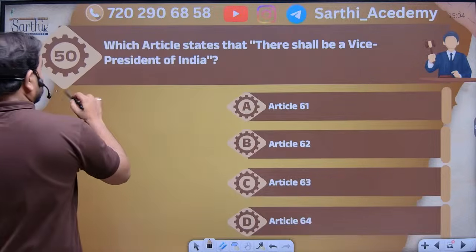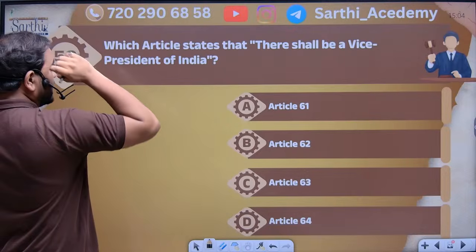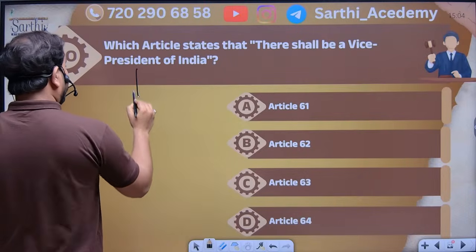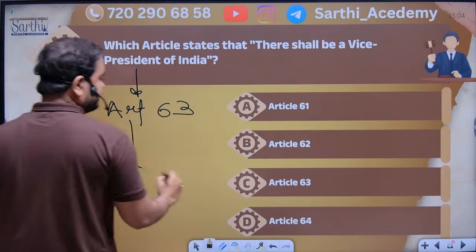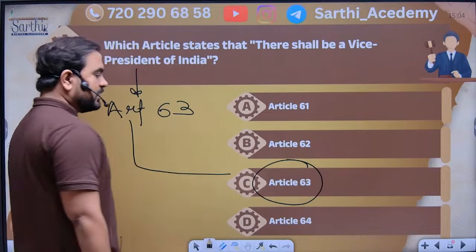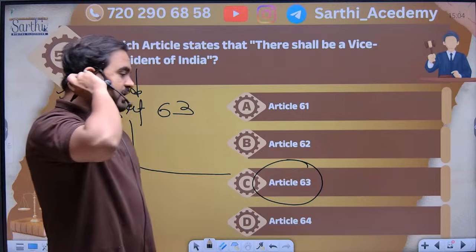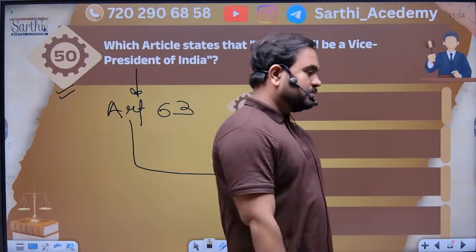Last question of this lecture. Which article states that there shall be a Vice President of India? Article number 63. And we have given some tricks to memorize the articles.